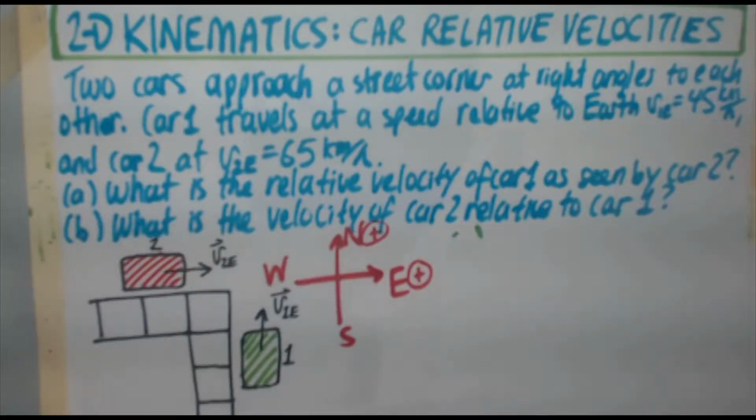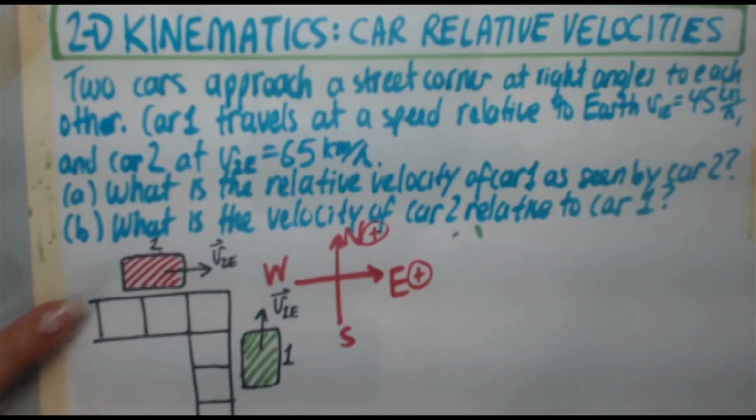Hey everyone, welcome to another two-dimensional kinematics problem on relative velocity. Two cars approach a street corner at right angles to each other. Car 1 travels at a speed relative to Earth, v1e equals 45 kilometers per hour, and car 2 at v2e equals 65 kilometers per hour. Part A, what is the relative velocity of car 1 as seen by car 2? And B, what is the velocity of car 2 relative to car 1?